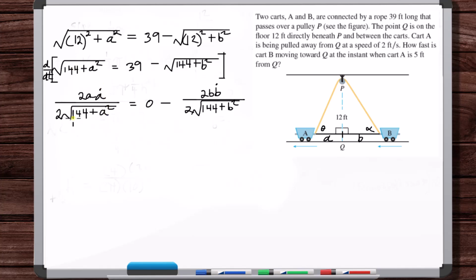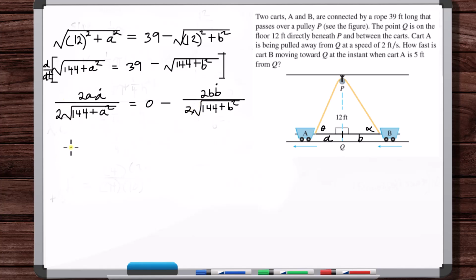So I said times the derivative of that something, so the derivative of 144 plus something squared. What is the derivative of 144 plus something squared? It's 2 times that something. Boom. Times the derivative of that something. dA/dt is a dot. And the same exact idea here.